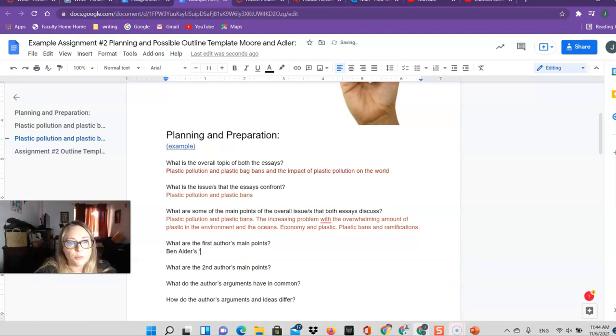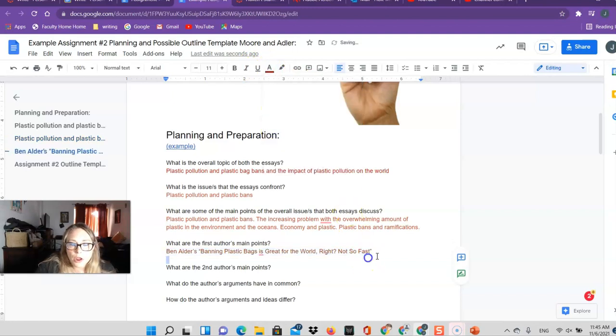And I'm going to put it in quotation marks, because all articles go in quotation marks. "Banning plastic bags is great for the world," right? And remember, it all goes in caps, right? Not so fast. Not all of them, but the first letter goes in caps. I'm sorry about that. "Not so fast." Okay, so that is our first article that we're going to talk about, just so that I know what I am talking about. And I am going to put that back in our color.